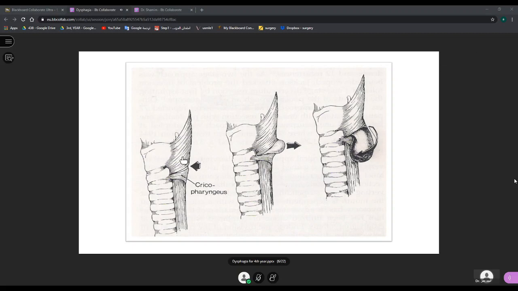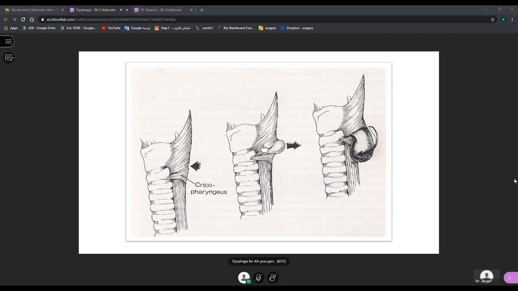Okay, so because of failure of this muscle to relax, food now cannot pass into the esophagus. So where does it go? It actually pushes against the lateral wall of the pharynx. This is the lateral wall of the pharynx. It pushes against that wall, and in this wall there is an area of weakness, which lies between the middle fibers and the lowermost fibers of the cricopharyngeus. You see this area? This area is an area of weakness, okay?